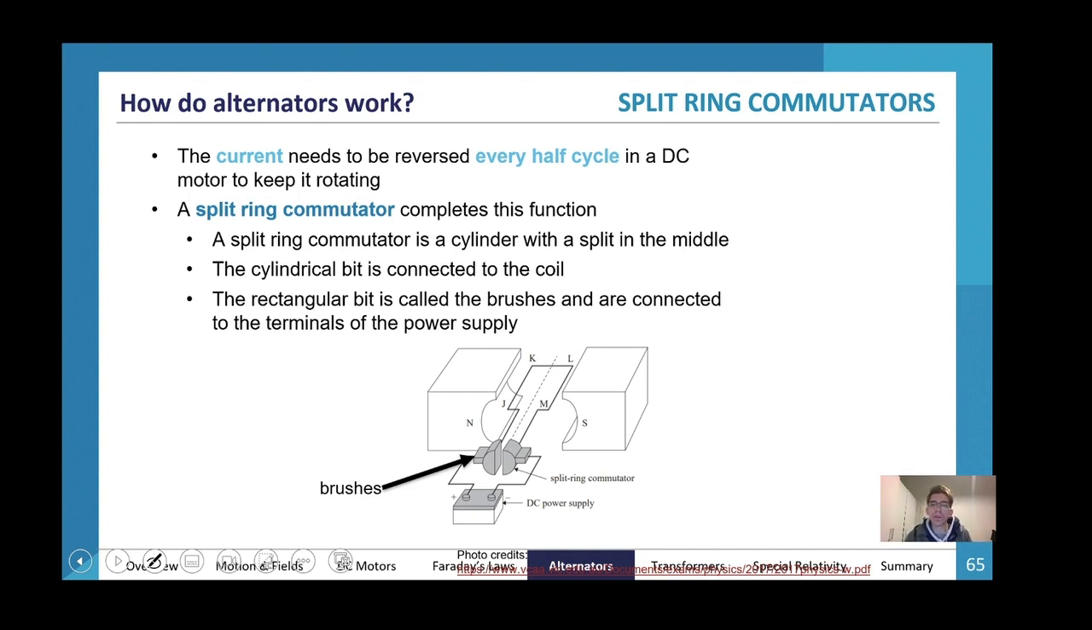However, there is one flaw with that. For a motor, the coil needs to be connected to a split ring commutator for it to work properly, because the current needs to be reversed every half cycle in a DC motor to keep it rotating. A split ring commutator completes this function because a split ring commutator is a cylinder with a split in the middle.